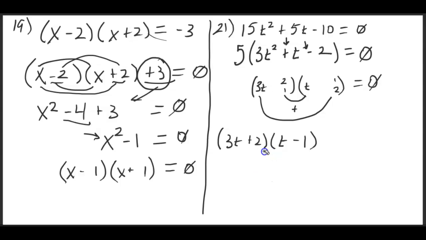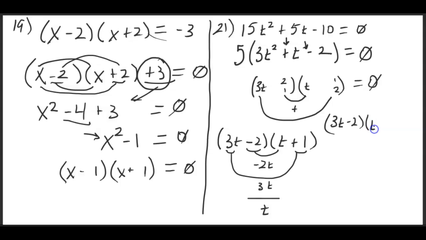But it could be this way, right? 3t minus 2 and t plus 1. Now what do we get? Well, negative 2 times t is negative 2t. 3t times positive 1 is 3t. Negative 2t plus 3t is t. So there it is. Our factorization is 3t minus 2 times t plus 1, and that's equal to 0. And so you can solve from there.